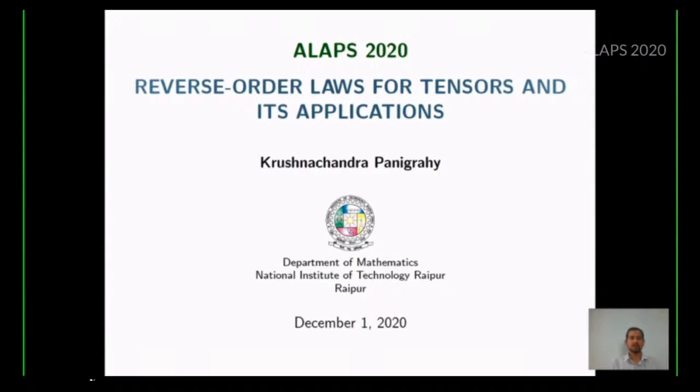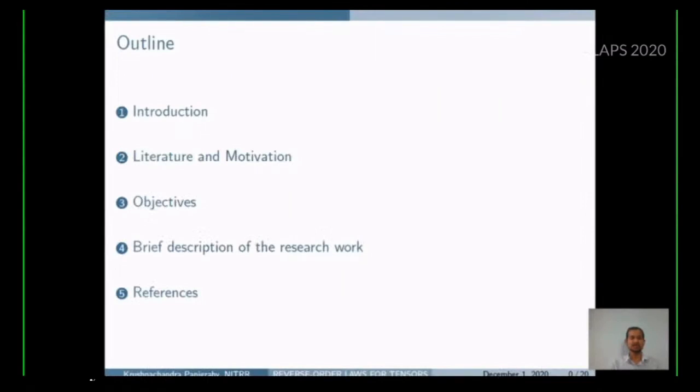On the 100th birth anniversary of Professor C.R. Rao, I am going to present reverse order law for tensors and its applications. To do this, I organize my presentation in this way. At first, introduction, thereafter literature and motivation, then the objective drawn from it, and thereafter the research work carried out, and then the references used in this presentation.